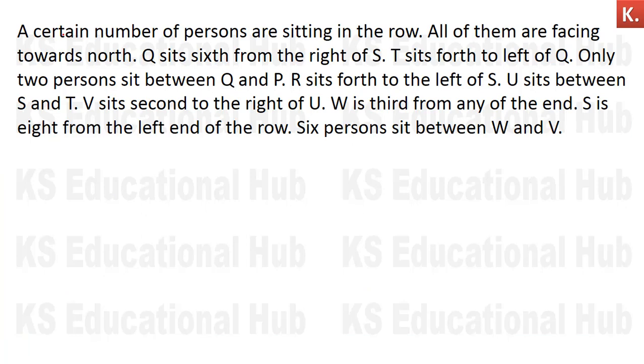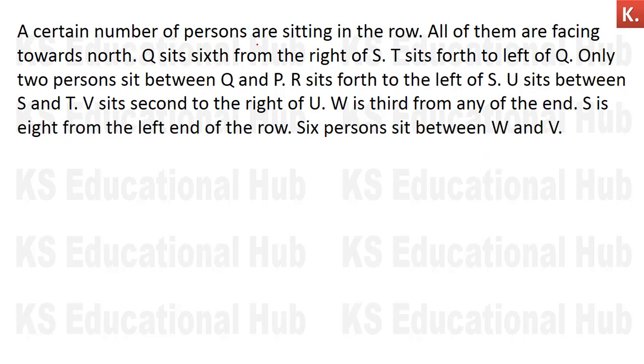So see here, the question is: a certain number of persons are sitting in a row. So we are not sure how many persons are sitting in that row, but there are certain persons that we need to find out. All of them are facing towards north. So if somebody is facing north, he will be facing this direction. So this particular person's left is this, right is this, and we need to make sure of that. And all the people are facing towards this direction itself.